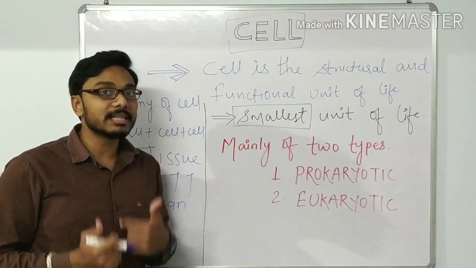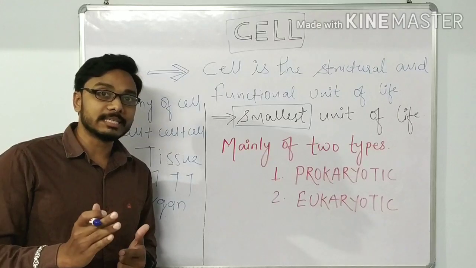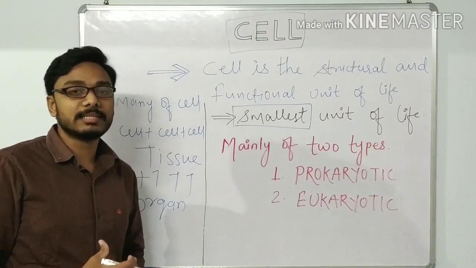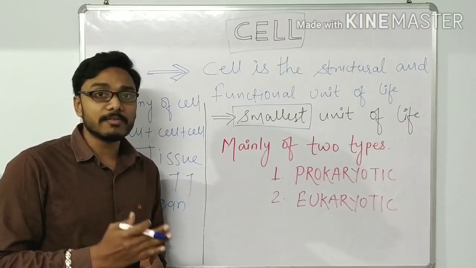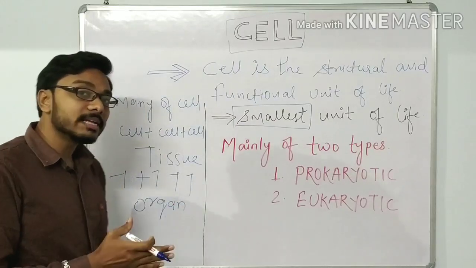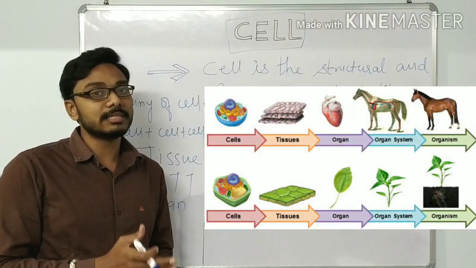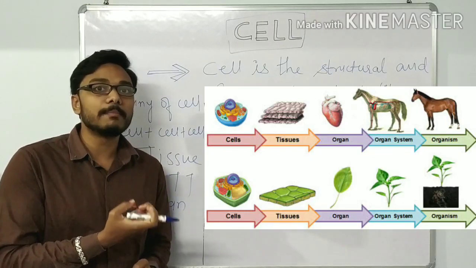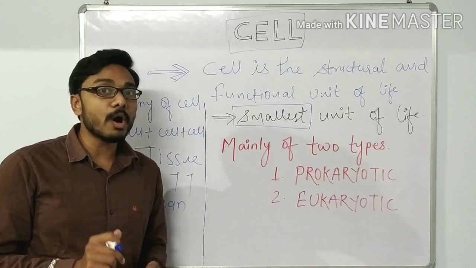Now you understood. We are the organisms. We are made up of many organ systems. What are the organ systems? We have the digestive system, circulatory system, excretory system, nervous system. These are the systems of organs. And what are the organs in those organ systems? If I say we have the circulatory system, what is the main organ in it? Heart. Heart is the main organ which pumps the blood to circulate it in the whole body.